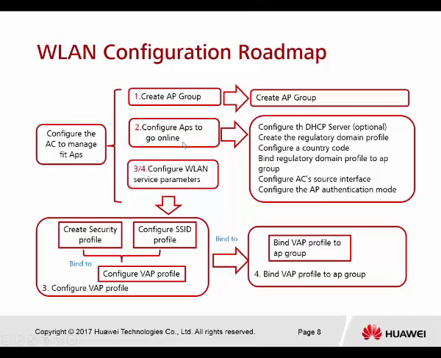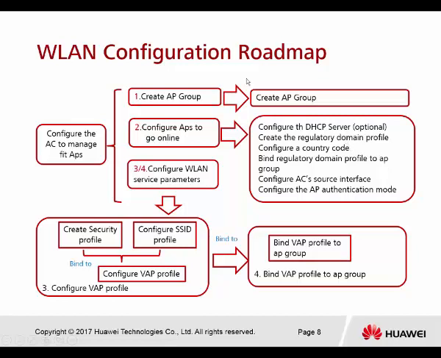How to make the AP go online? There are a few ways to do that. First, configure your DHCP server. This depends on whether you are going to make your controller the DHCP server. If yes, then you have to configure it on your controller. Then configure the regulatory domain profile and country code, and bind the regulatory domain profile to the AP group.